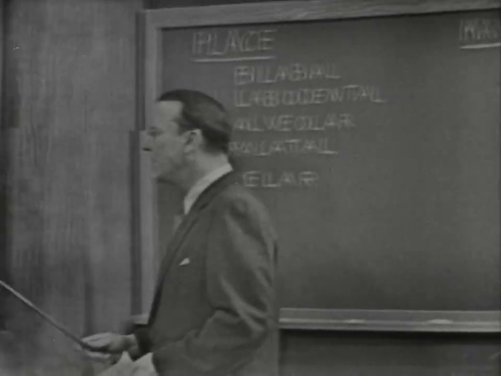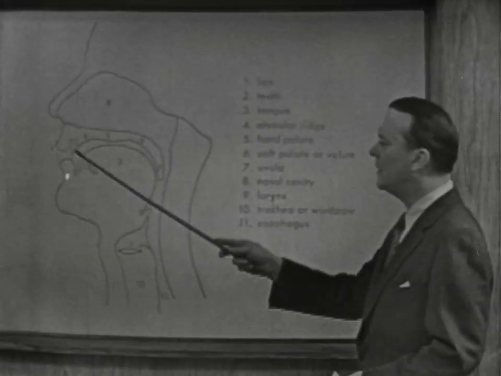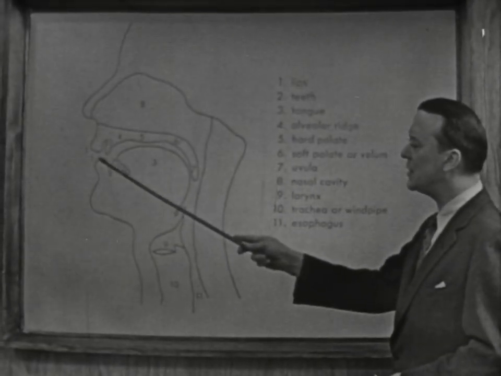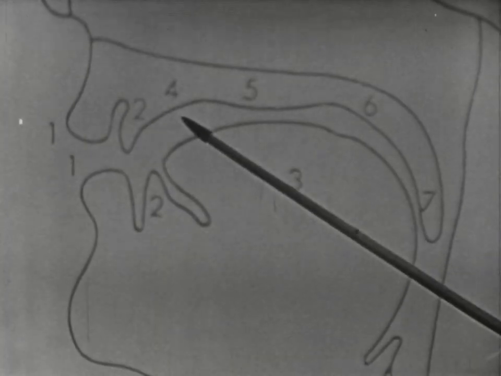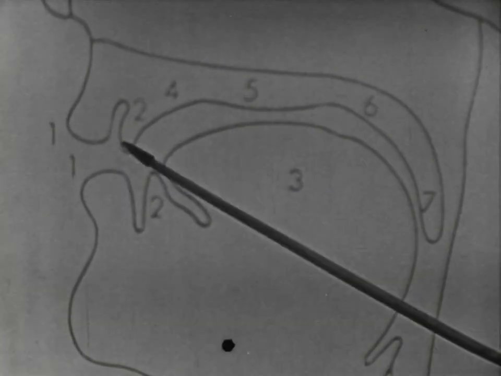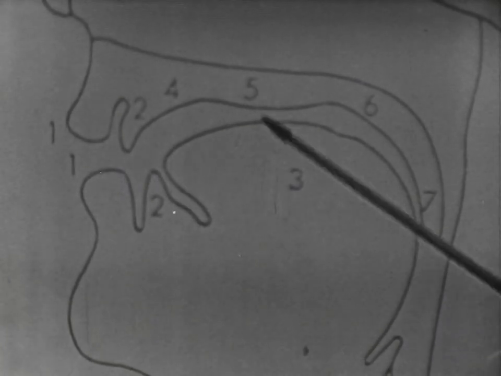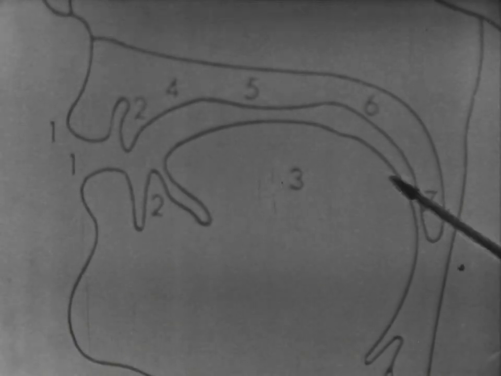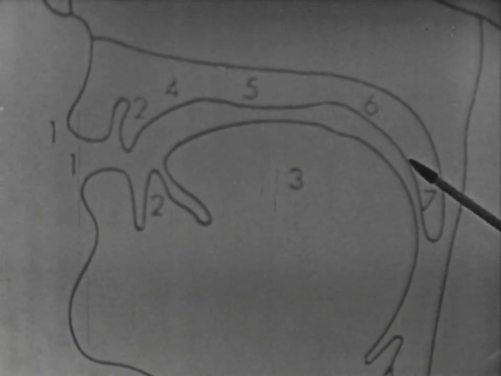Now to refresh your memory again from the chart we had a moment ago, here we are again. Place of articulation. Two lips, bilabial. Tip of the tongue on that alveolar ridge, alveolar. If it were on the teeth themselves, dental. Palatal. On the hard palate, back of the tongue against the soft palate, the velum, velar.